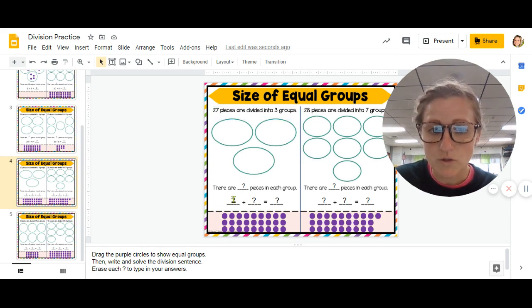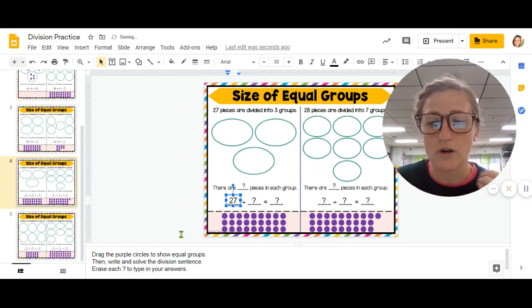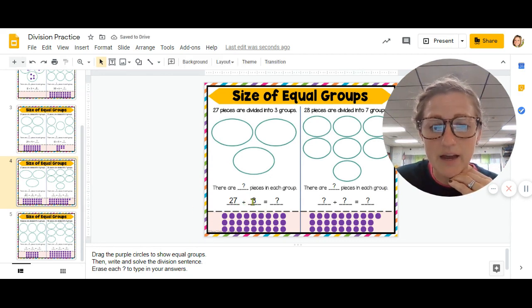So I'm going to start with 27 pieces. So my equation will start with 27. I'm going to divide them into 3 circles. See how I put the 3 there? And then I have to find out how many will be in each group. And to do that, I'm going to need to pass out these dots.